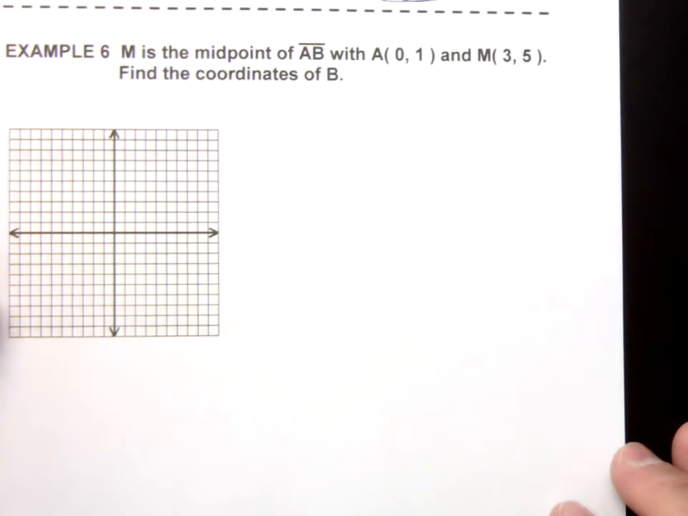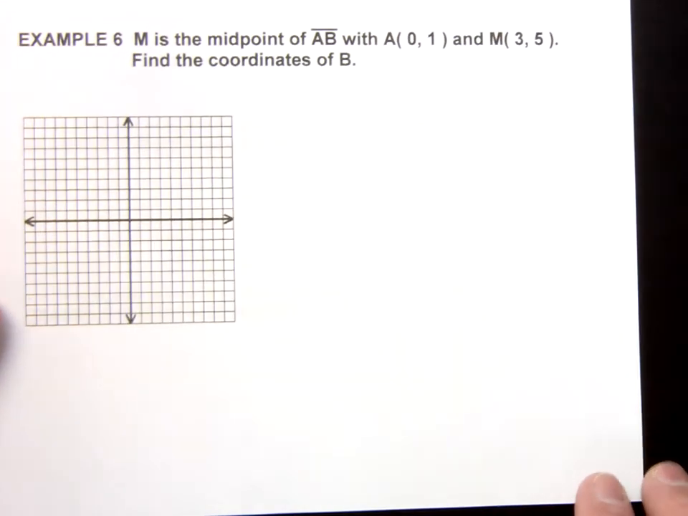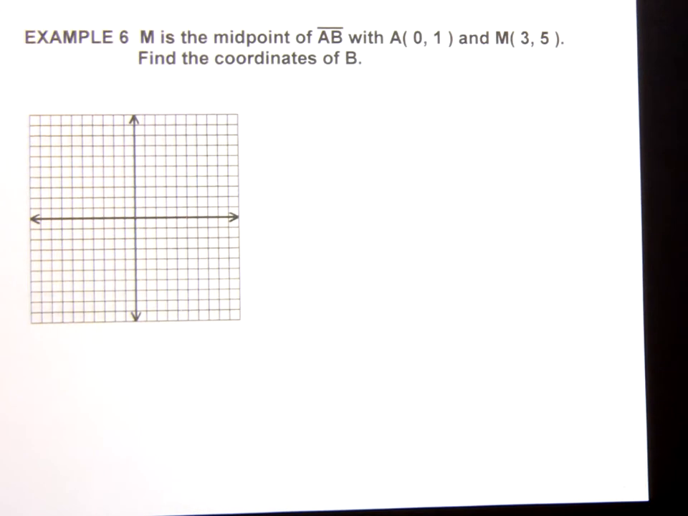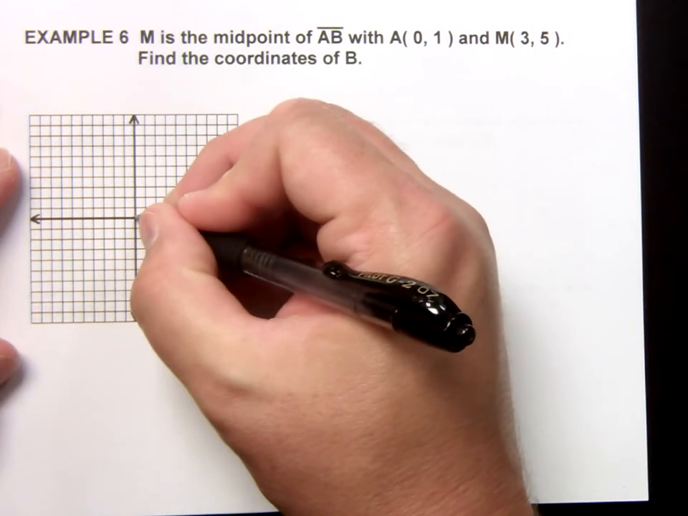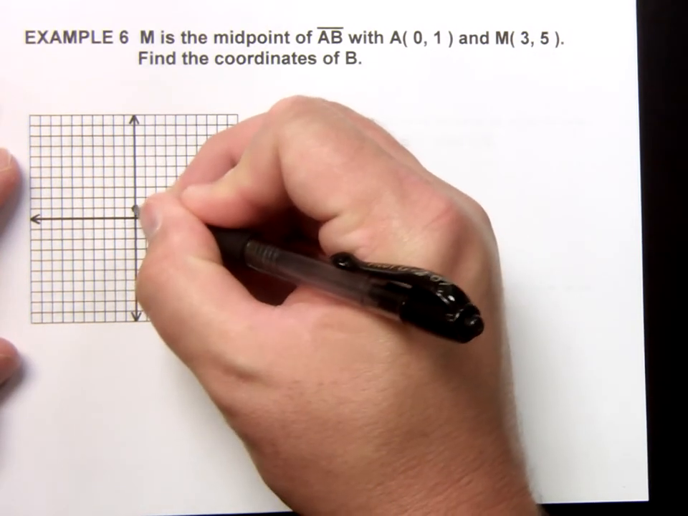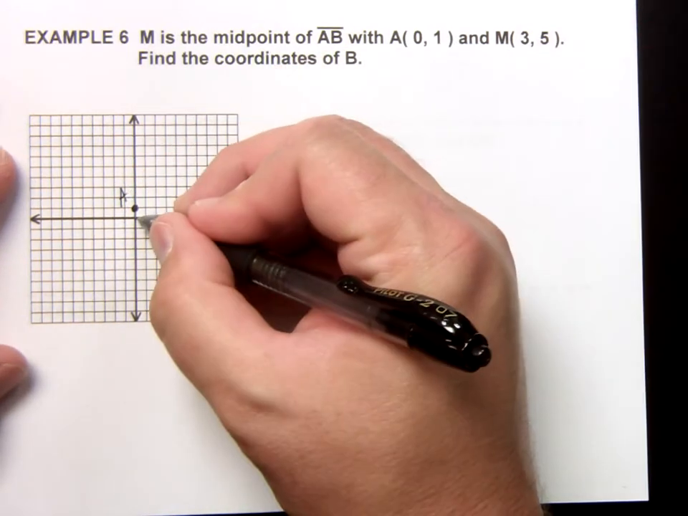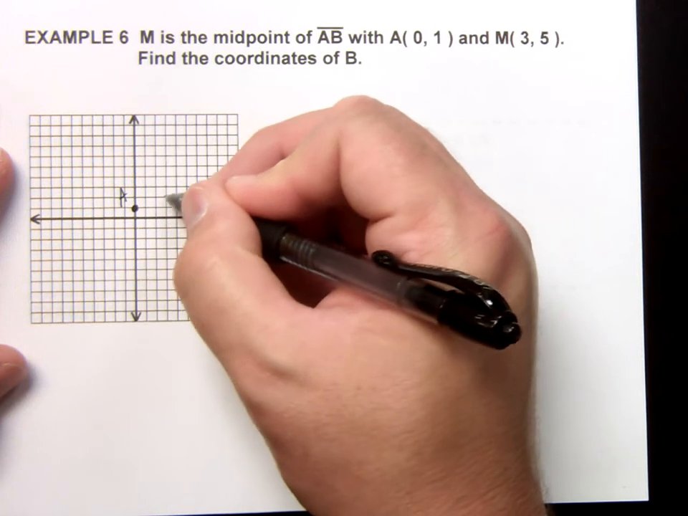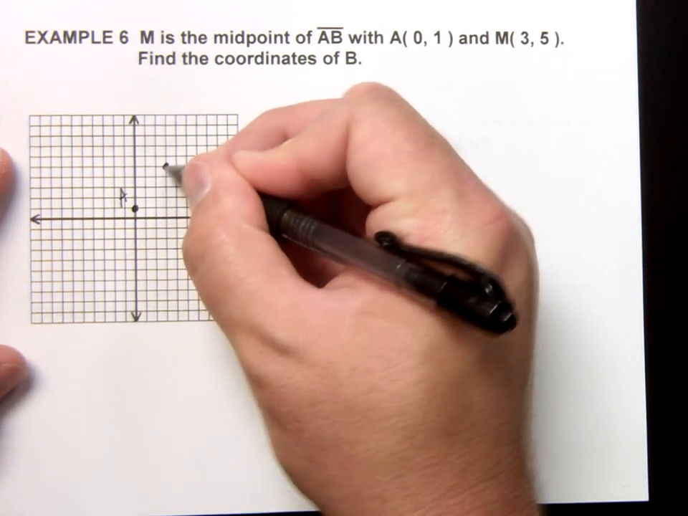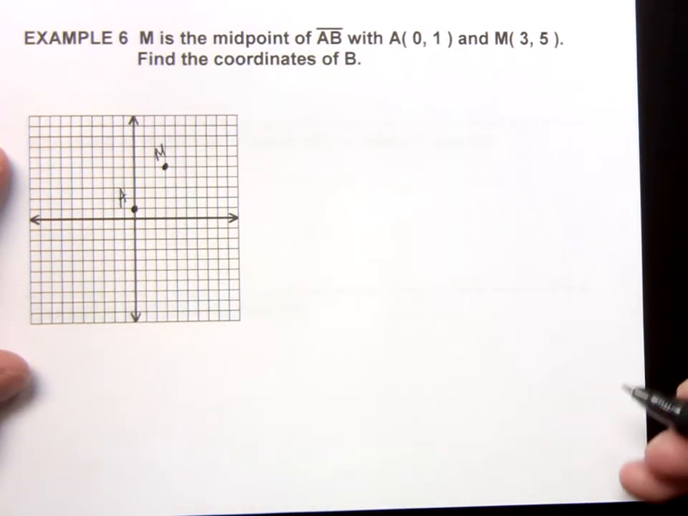All right, let's look at the next one. Point M is the midpoint of line segment AB, and it gives us coordinates for A, and it gives us coordinates for the midpoint, and we're supposed to find the coordinates of the other endpoint, point B. Now, let's plot these on the graph. We got the point (0, 1) for A, we got the point (3, 5) for the midpoint. And we want to find what the coordinates of point B are.